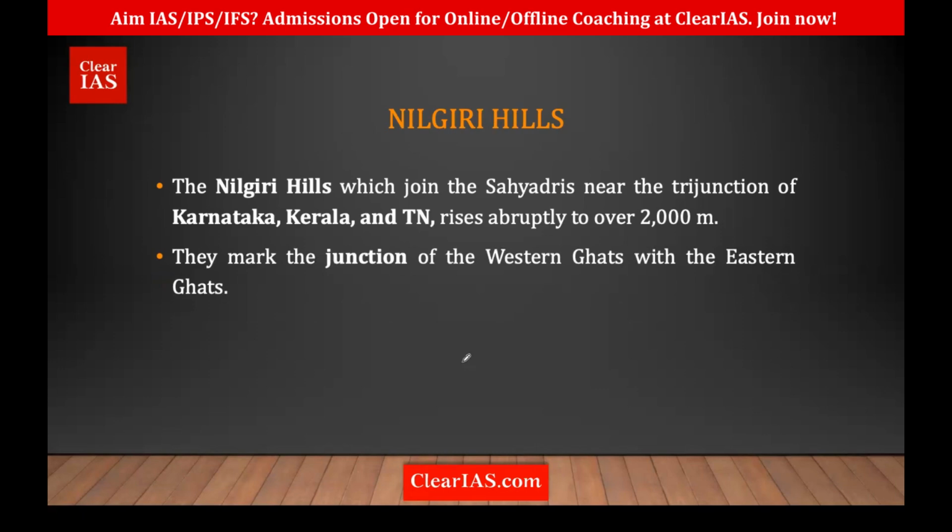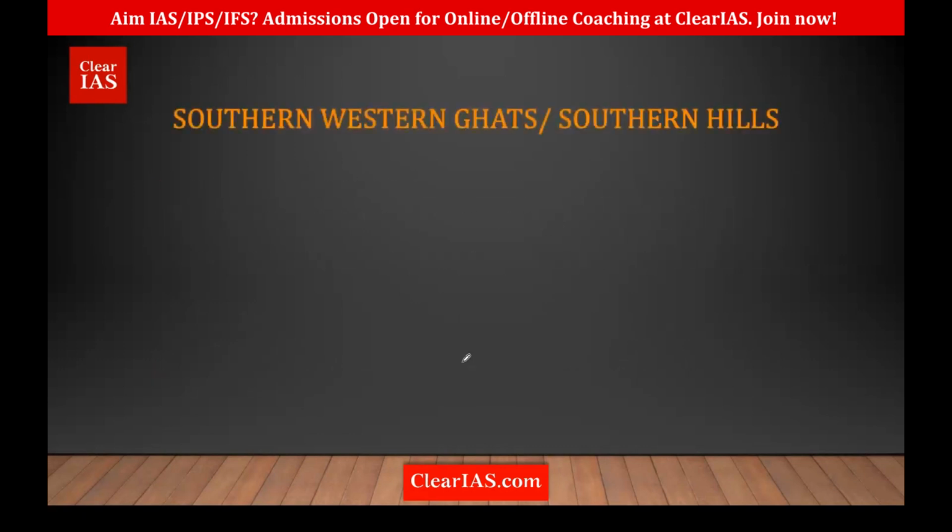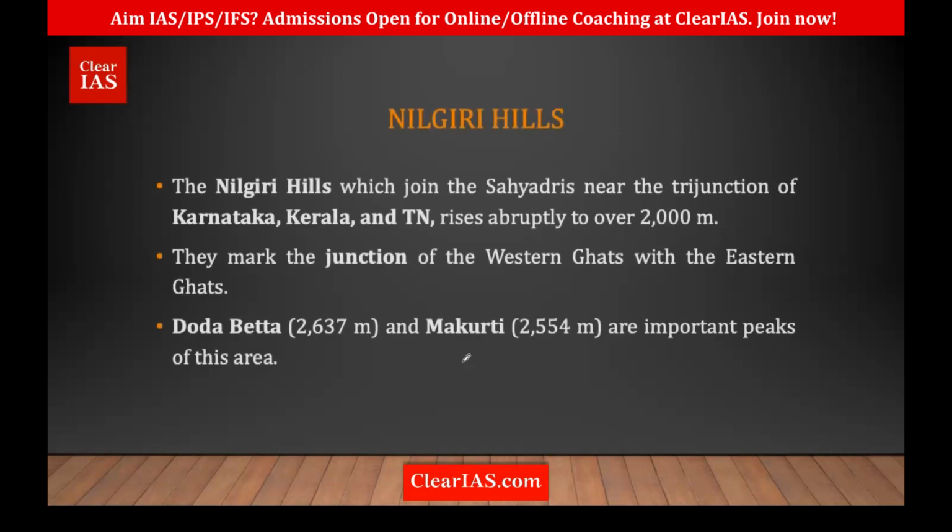There is Sheshachalam forest as well, but Nilgiri Hills is where these two, Western Ghats and Eastern Ghats, are meeting. And the peak of Nilgiris is Dodabetta. The highest peak of Nilgiris is Dodabetta. Another peak is Makruti. The highest one is Dodabetta. So that is actually the southern part, Nilgiri Hills.